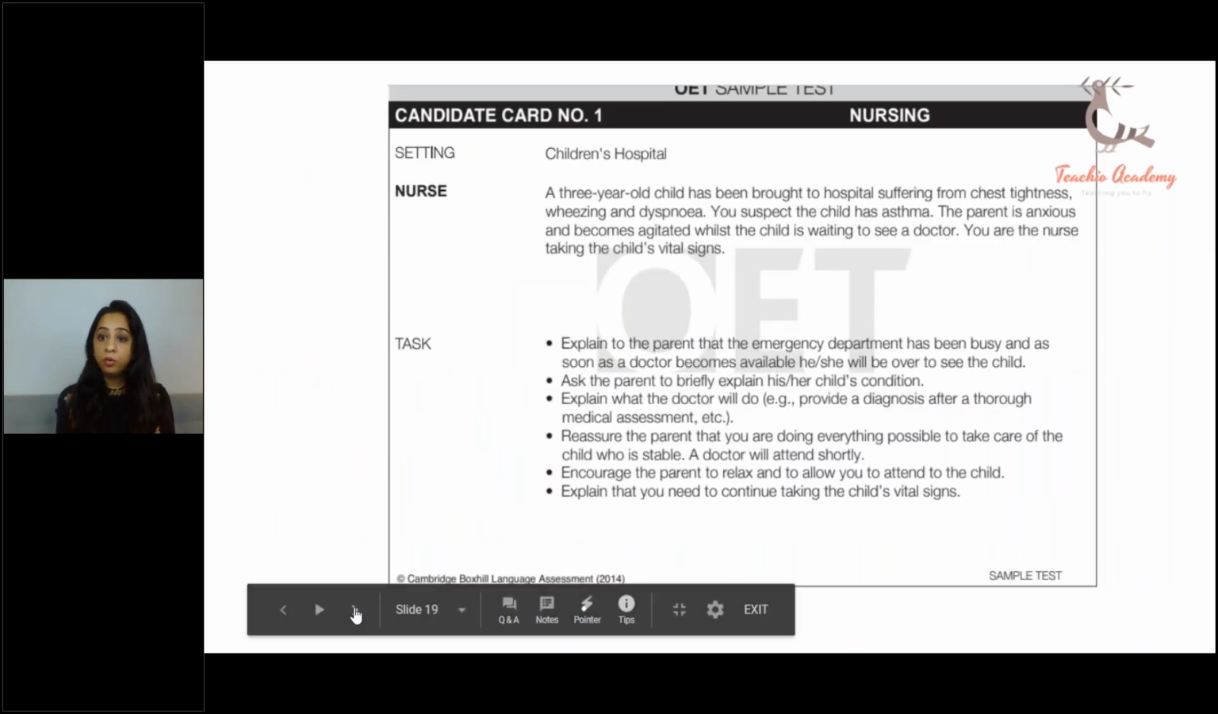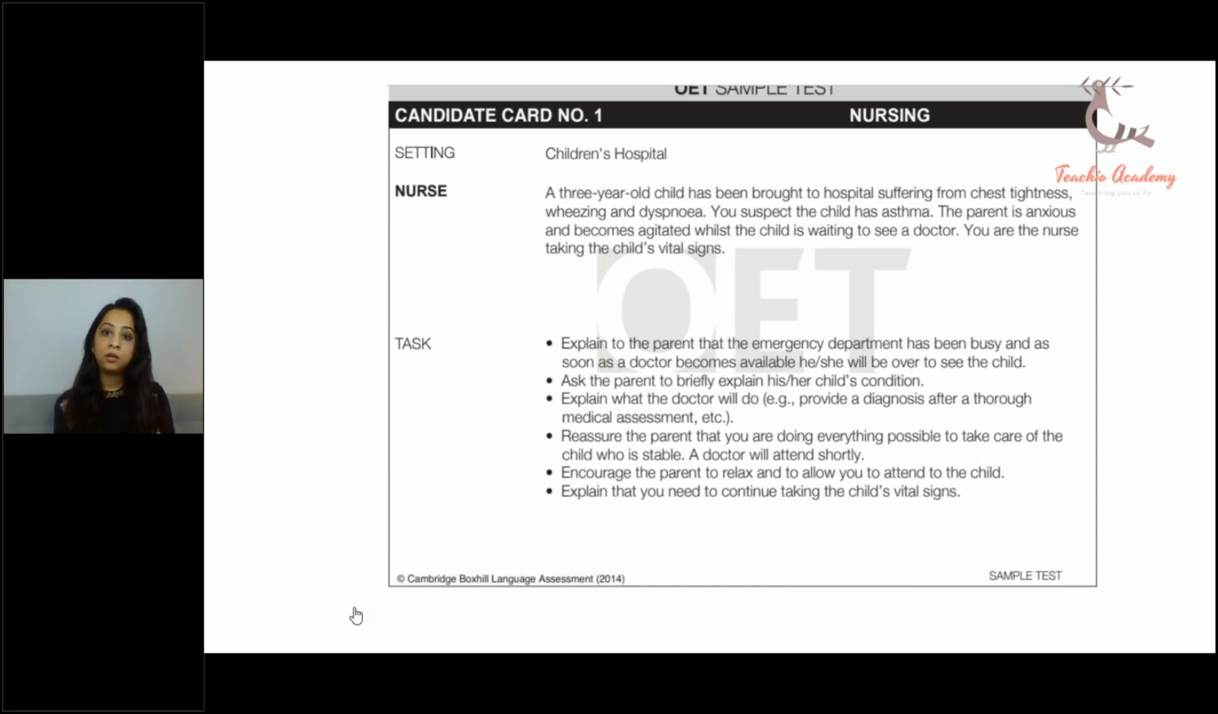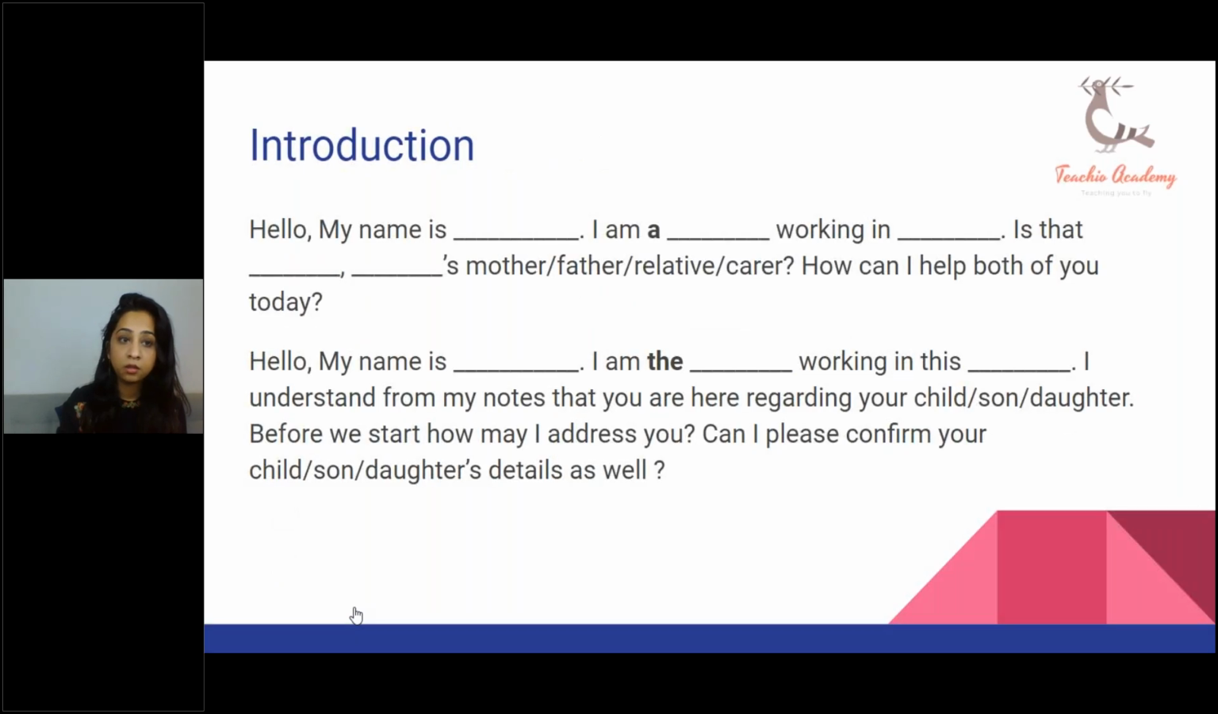All right. Now we're moving on to a nursing task, okay? The reason why I've showed this example is that now the situation is switched. Now we have someone who is not the patient themselves, they're a patient's relative, okay? And I've modified all of my phrases to fit the person being a relative. Okay, so your introduction will be, hello, my name is whatever your name is. I am a doctor working in this, and then you say, is that Anna's mother, father, relative, or carer? And then you say, how can I help both of you today? Okay, so that's something that we can use.